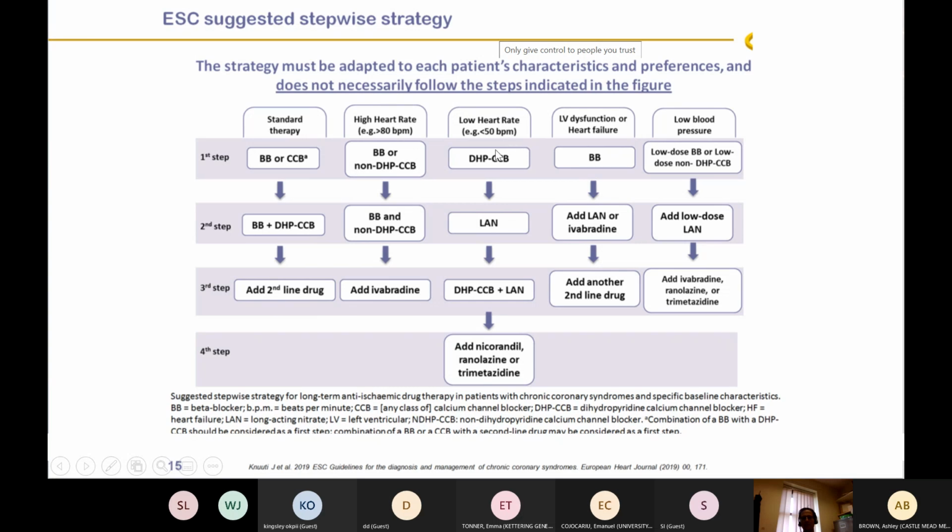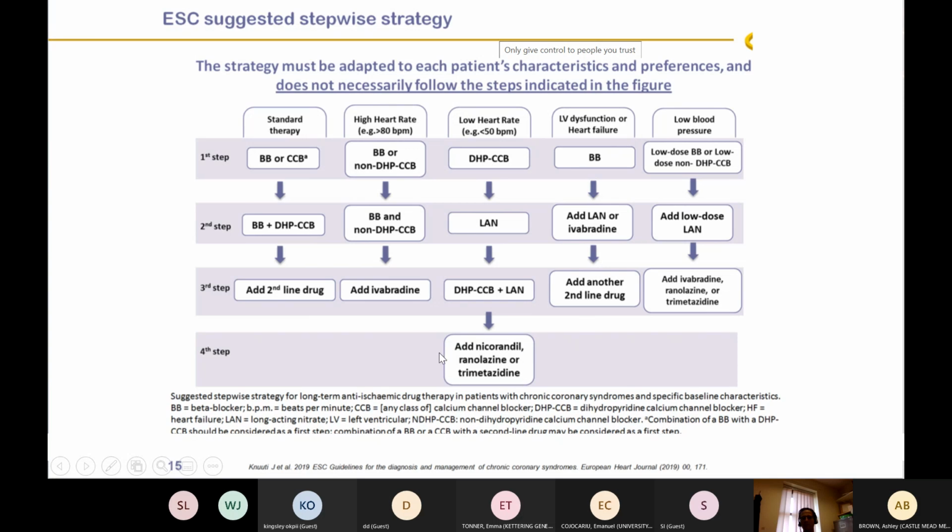If they've got a slow heart rate, you could go in with amlodipine. You could use long-acting nitrates. And those really are your first line treatments. Low blood pressure, we might be thinking about something like ranolazine or ivabradine earlier on because they don't affect blood pressure. And those are things that we can add as a fourth step as well.